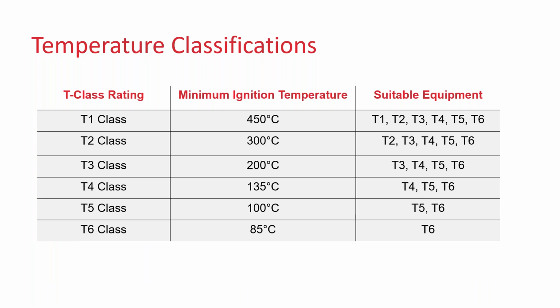So importantly to notice here, any piece of equipment that is certified to T6 can be installed in any of the T groups, T1 through T6, whereas a T1 piece of equipment can only be installed in a T1 classified atmosphere.